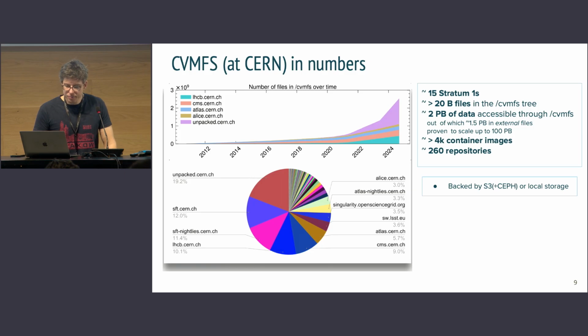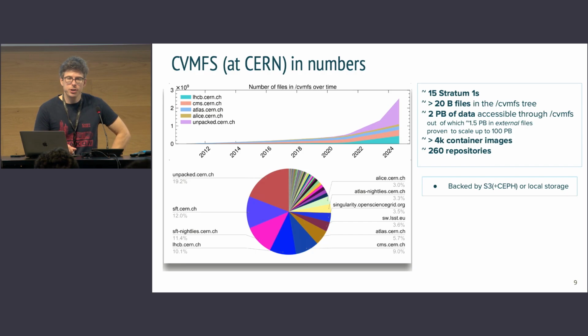All right. And just to give you a few numbers about the deployment at CERN, we have around 15 of these stratum 1s. There are a couple in the US, a couple in Europe, and then smaller ones in Asia as well. The latest count is about 20 billion files in the CVM-FS tree that are publicly accessible. It amounts to around 2 petabytes of data.